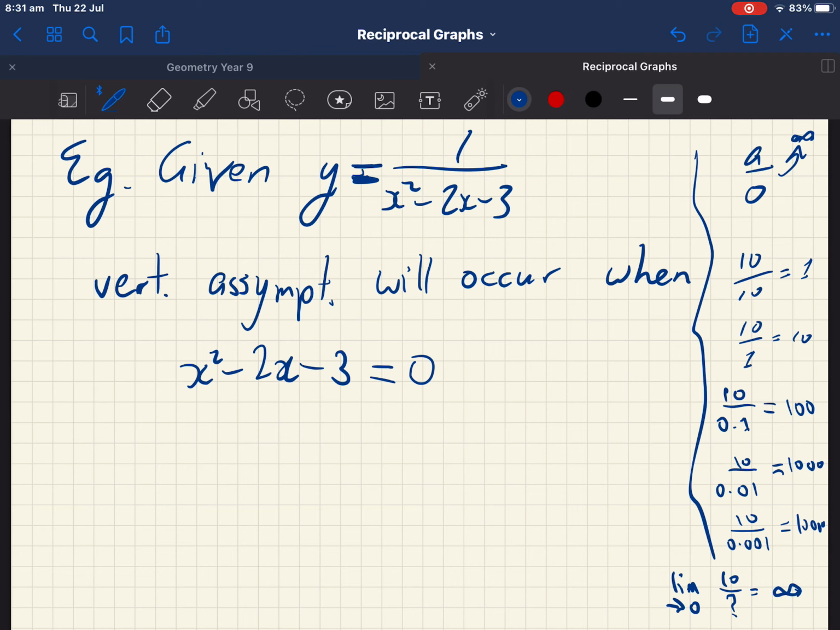All right, so if we're going to find the vertical asymptotes for this particular graph, we're just solving this equation. It's a quadratic, so you can factorize this, you can complete the square, you can use the quadratic formula. It doesn't make a difference.